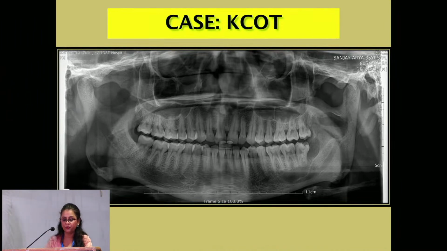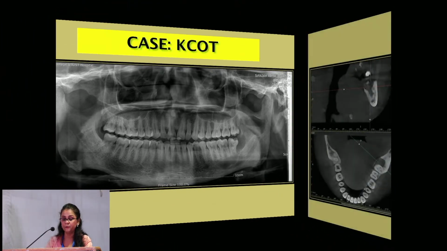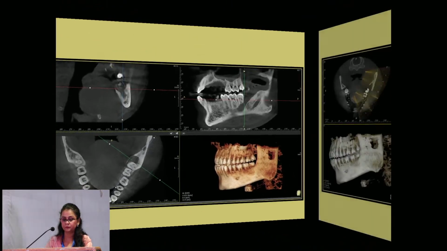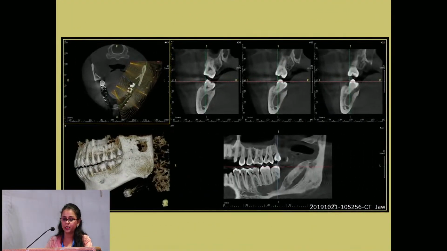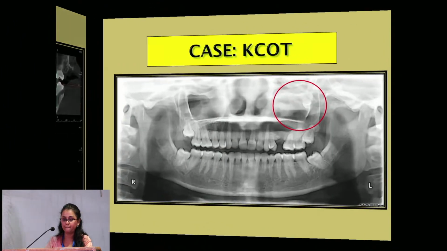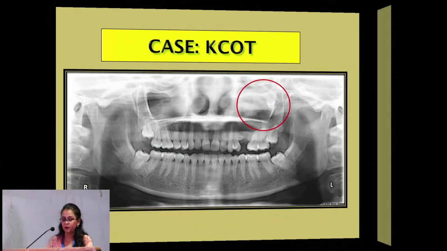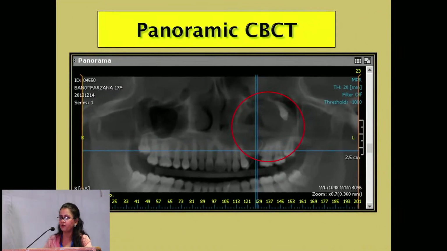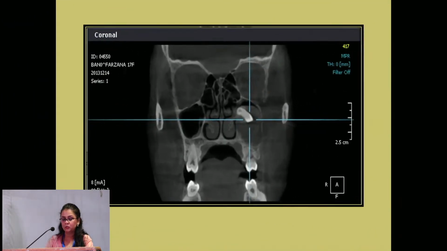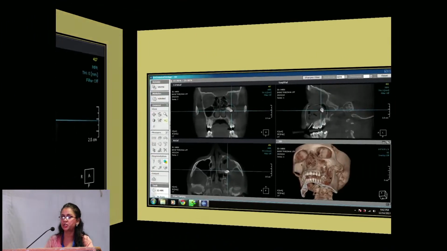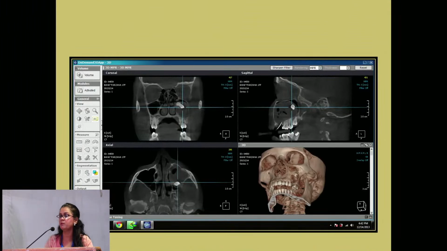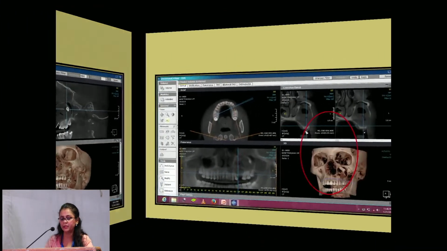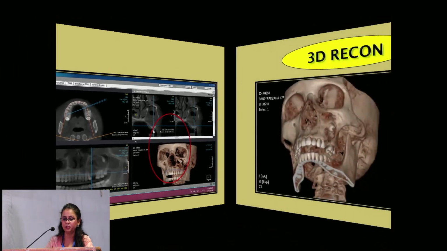This is a case of KCOT. This is a case that had come to my college. There are many cases. A tumor will show a different representation, a cyst will show a different representation, an inflammatory lesion will show a different representation. So as a radiologist or as a practitioner, we are supposed to differentiate the inflammatory lesion from a cystic lesion, from a tumor, and from a malignant, benign tumor and a malignant lesion.